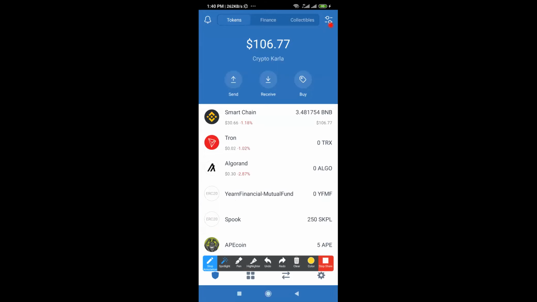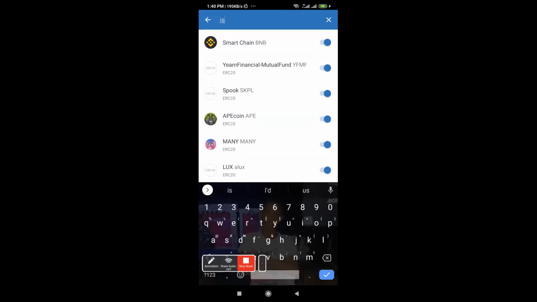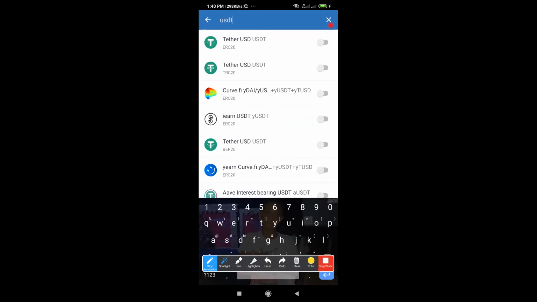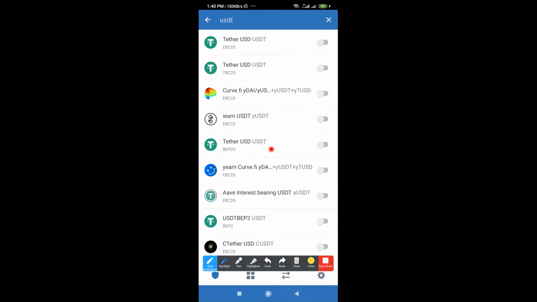So let's say I want to withdraw. I click here. I go to USDT. Alright, so you can see that there is ERC20 USDT. There's Tether USDT. There's BEP20 USDT. And there's also BEP2 USDT. They're different. Okay, this is different. So I just click on ERC20 if that's what I want to withdraw.